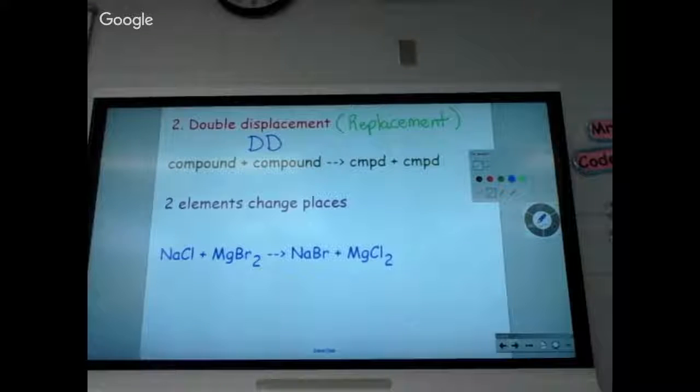Any guesses as to who's switching? The first one meets up with the second one. Okay, so which one is the first one? Na switching with who? Mg. All right, you could say Na switching with Mg. That's one answer you could have given. Or Br switching with Cl. And we'll talk about how that works on Monday.